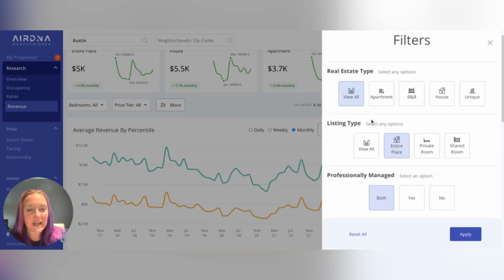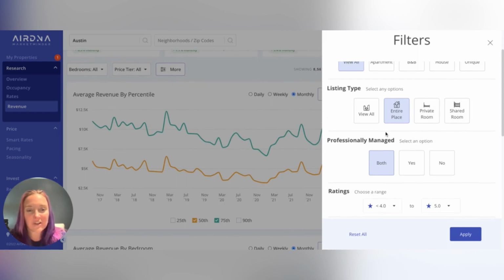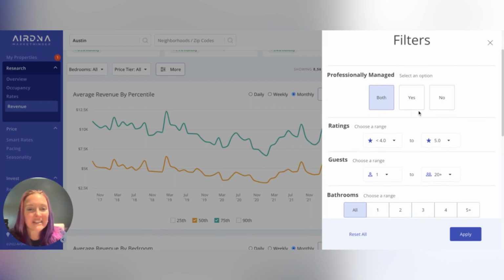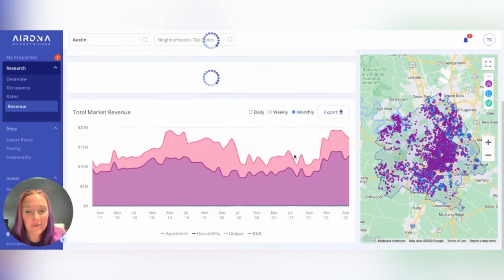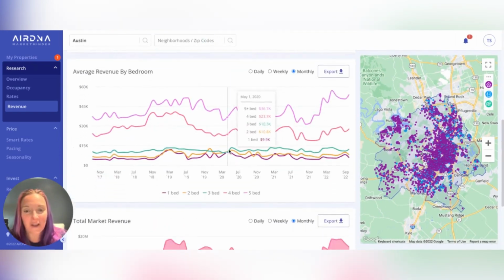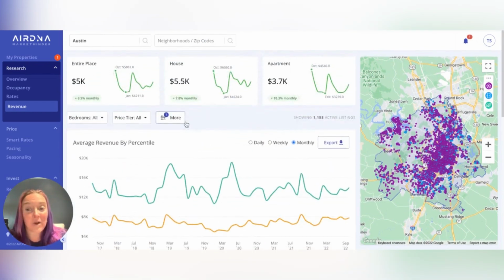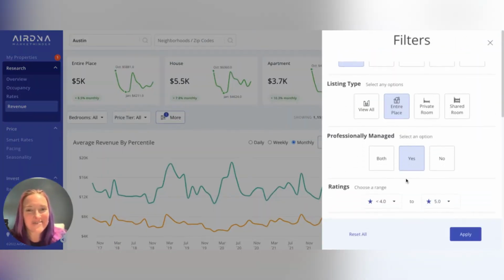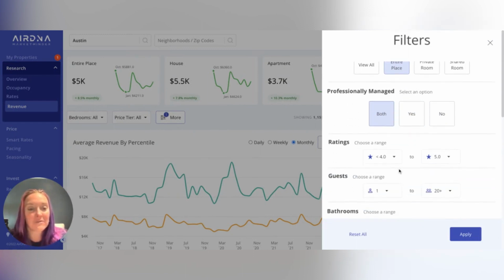So again, here's your real estate type: apartment, B&B, house, or unique stays. You can filter it by Airbnb's traditional listing type: entire place, private room, or shared room. And then this is great. If you're debating either going with professional management or maybe moving away from professional management and managing your listing by yourself, you can see how the revenue changes based on that. So you can say, I only want to see properties that are professionally managed and what they are doing on the market, or I only want to see properties that are not professionally managed or managed by the owners, or both.